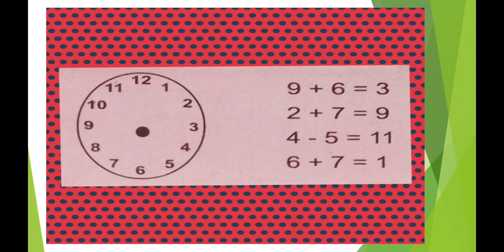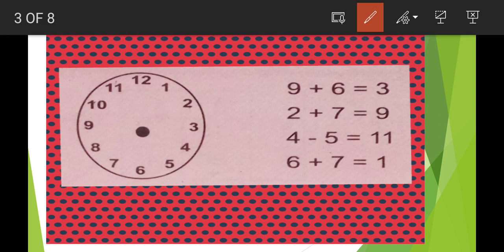Then the third one here, we have 4 minus 5 is equal to 11. How come we're getting 4 minus 5 to be 11? The concept used here is that whenever you are working with a negative sign, you have to move in an anti-clockwise direction. The hands of the wall clock normally move in a clockwise direction, but whenever you have a negative sign, the movement will be in an anti-clockwise direction.